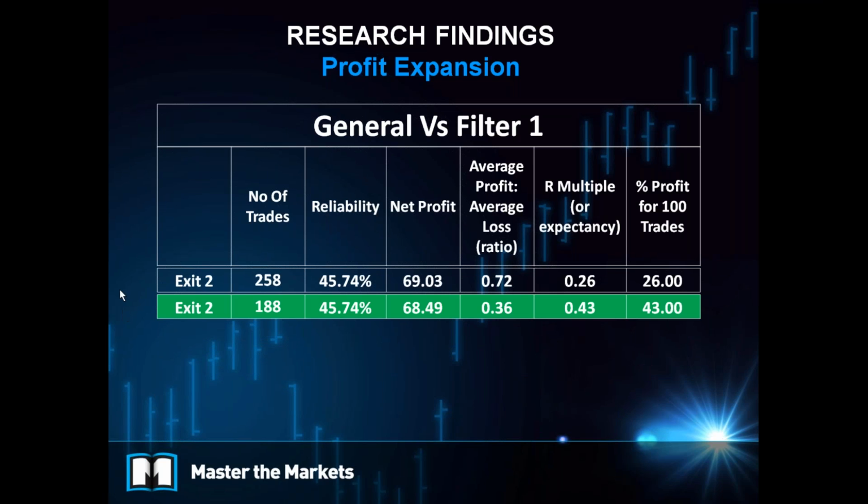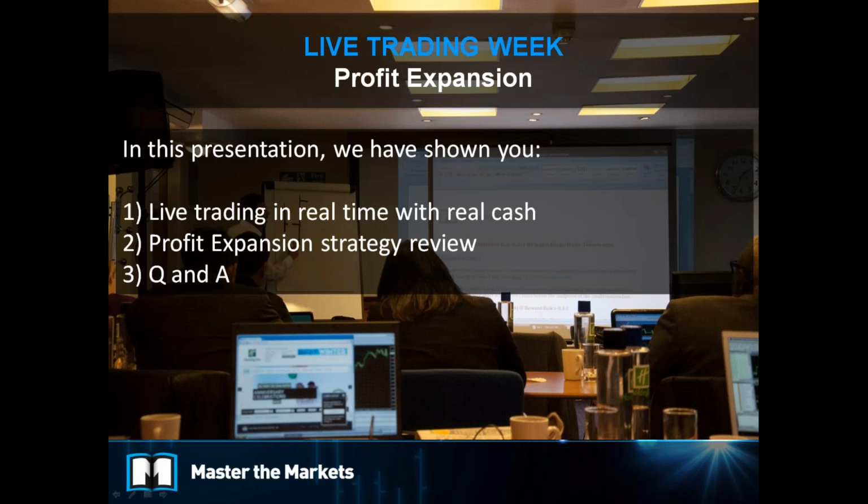And you can see the comparison between the general results and the alpha filter is substantial. So you can see with 188 trades, we're yielding almost exactly the same net profit as we are with 258 trades. So that's why we use that particular filter.